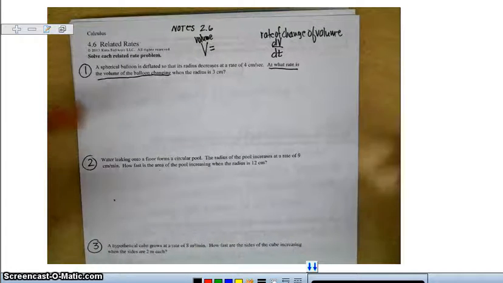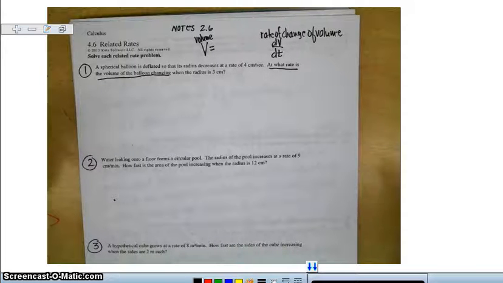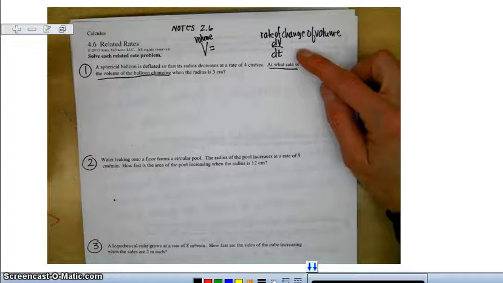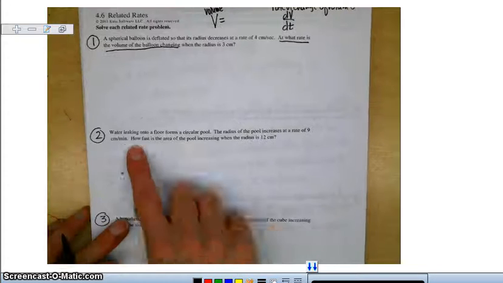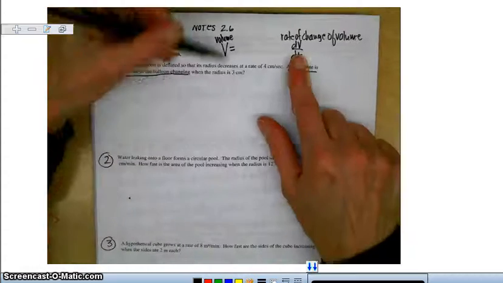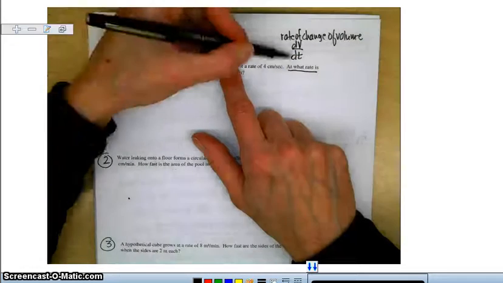Now, is that something brand new? Not really. Remember, another way to write the derivative of y, other than y prime, isn't it dy over dx? The derivative of y in terms of x. We are always differentiating with respect to time, because all of these related rate problems are dealing with something happening over time. The balloon deflates over time. Water leaks onto a floor over time. A cube grows over time. It's all in relation to time. So every derivative you take, whatever the variable is, so the derivative of volume is dV over dt.